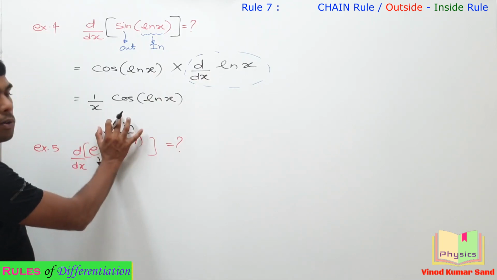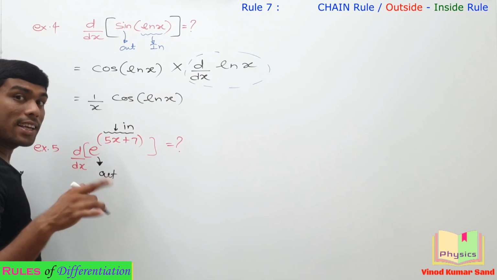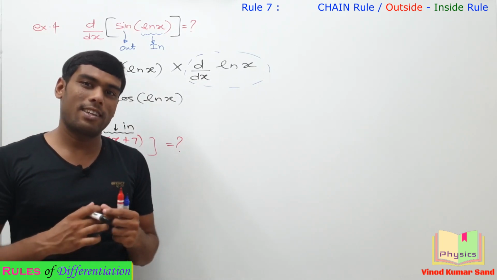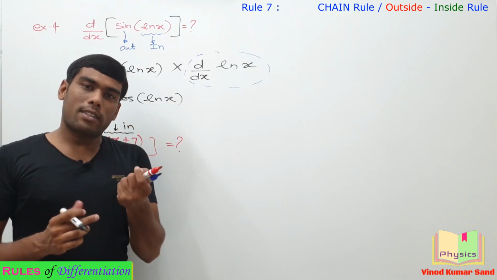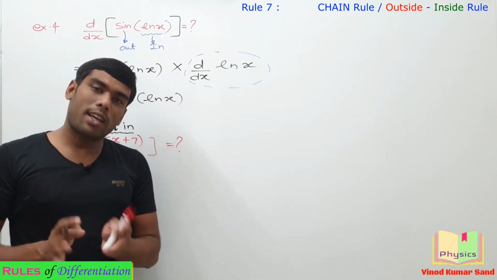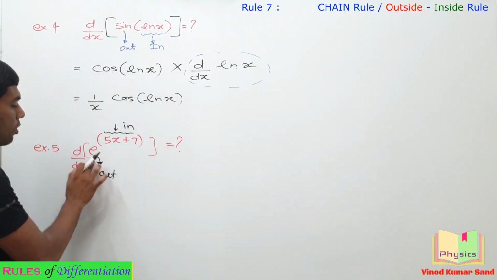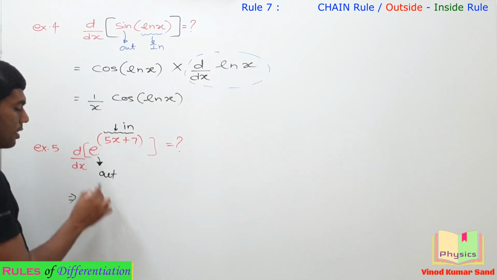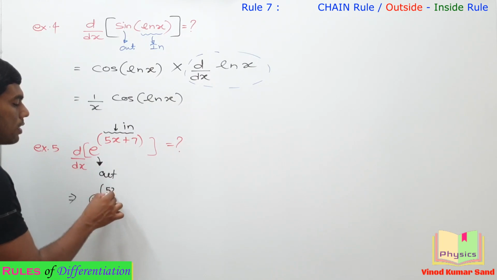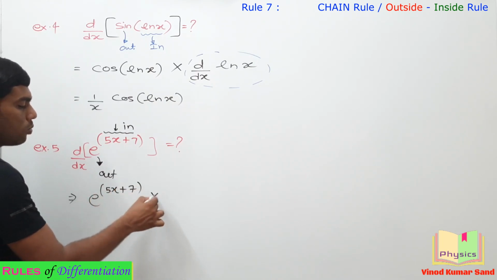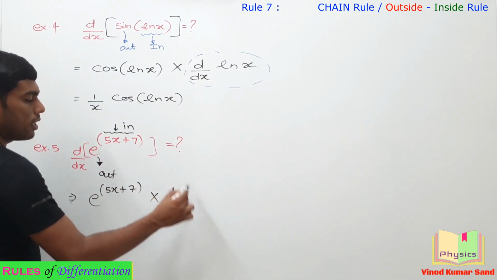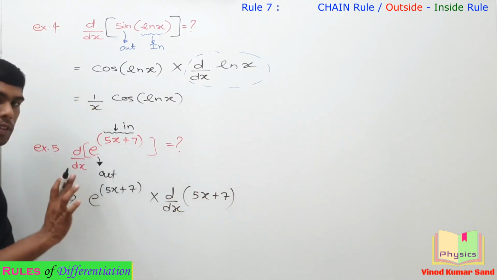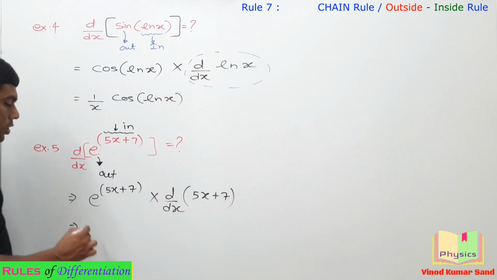Differentiation of e to power something, the answer will be again e to power something. This e to power is interesting. E to power x, if you differentiate it, the answer is again e to power x. So when we differentiate the outside function e to power something, its differentiation will also be e to power something, into you need to differentiate the inside function. Inside function is 5x plus 7. Clear?